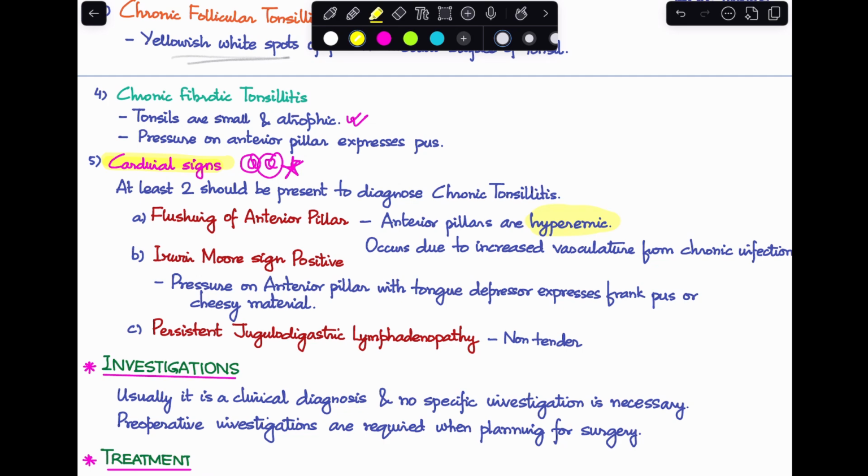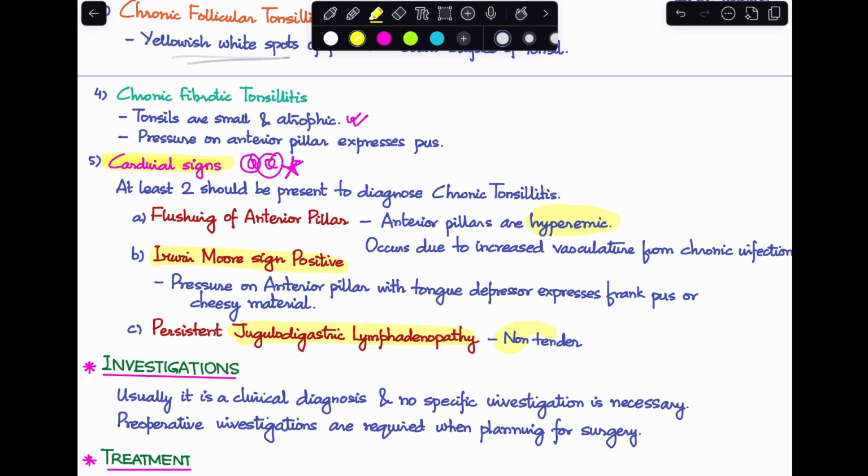Second is that we should be getting an Irwin Moore sign positive. What does this mean? When you press on the anterior pillar with the help of a tongue depressor, you will be able to express frank pus or cheesy material out. This is known as the tonsillar squeeze test. So here when the cheesy material comes out, this is known as Irwin Moore sign positive. And the third sign is a persistent jugulodigastric lymphadenopathy, meaning the jugulodigastric node is enlarged.